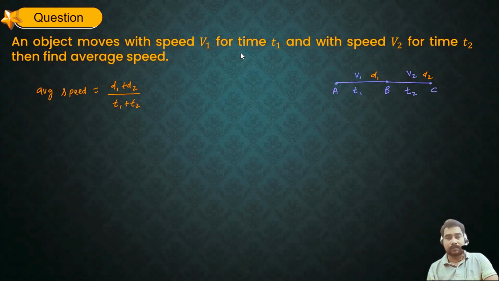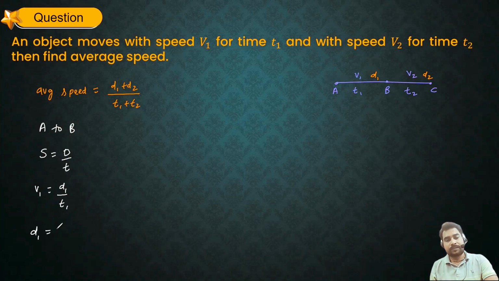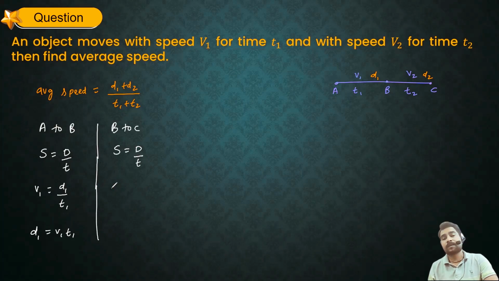Now, I am observing the journey from A to B. If you closely observe, you can use this formula, speed equals distance upon time. From A to B, my speed is given as v1, distance I let as d1, and time taken is given to me as t1. So the value of d1 is going to be v1 into t1. Similarly, if you consider the journey from B to C, you can use the same formula. Speed is equal to distance over time. Speed this time is v2, distance is d2, and time is t2. So the value of d2 is going to be v2 into t2.